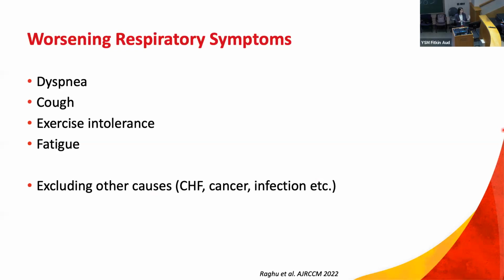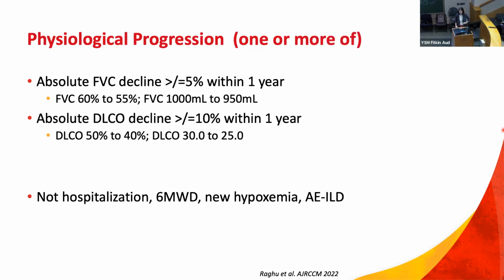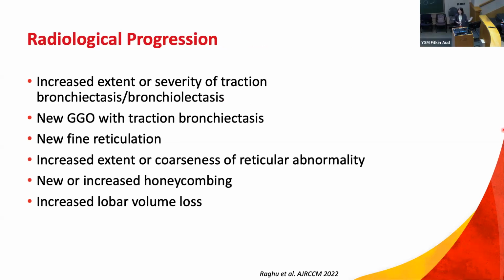There are ways to quantify dyspnea worsening, cough worsening, exercise intolerance progression, and fatigue, but there was no quantification of that in the guidelines. So if this is happening in your patient and you feel like you've reasonably excluded any other cause, that counts as respiratory symptom worsening. The physiological progression is absolute FVC decline greater than or equal to 5% within 1 year, or absolute DLCO decline greater than or equal to 10% within 1 year, which probably seems reasonable. These are largely extrapolated from IPF data. They did not include hospitalizations, 6-minute walk distance, new hypoxemia, or acute exacerbations. And the radiological progression, I think this all makes reasonable sense.